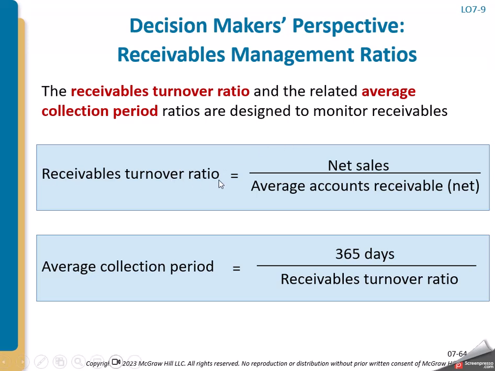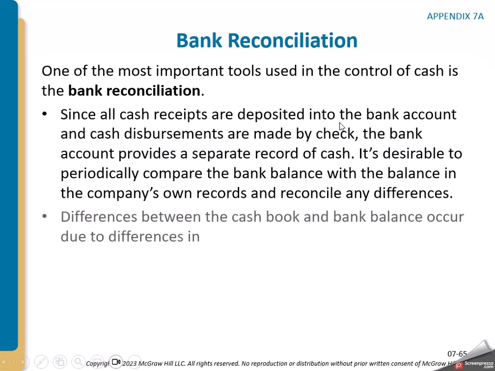So we have the accounts receivable turnover ratio, which is our net sales divided by our average accounts receivable net of the allowance. That is going to give us how many times we turn that accounts receivable over. But sometimes that's hard to know. Does that seem good or bad? So the average collection period goes hand in hand. If you take that receivables turnover ratio and divide it into 365 days, that'll give you how many days. Then you could compare that to your terms.